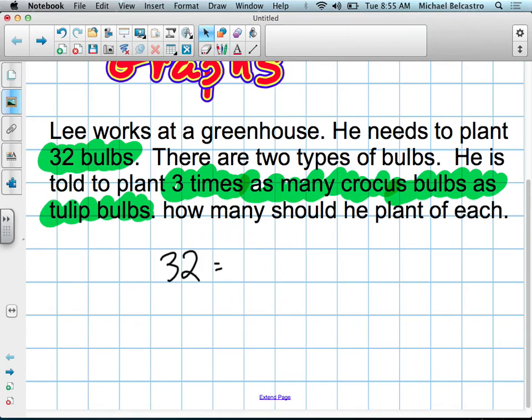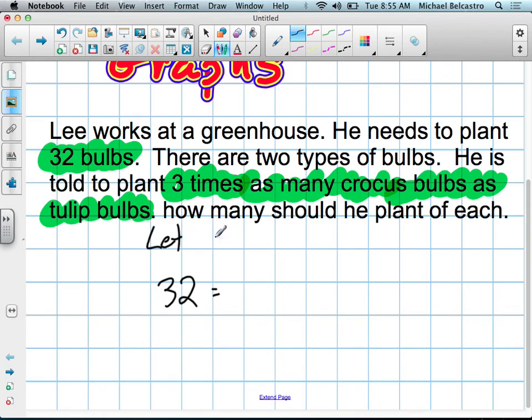So what we're going to do is set up our variables as crocus bulbs and tulip bulbs. So let's say C equals crocus, and let T equal tulips. In other words, 32 bulbs is going to be all of our crocus bulbs plus our tulip bulbs. So that's our first equation.